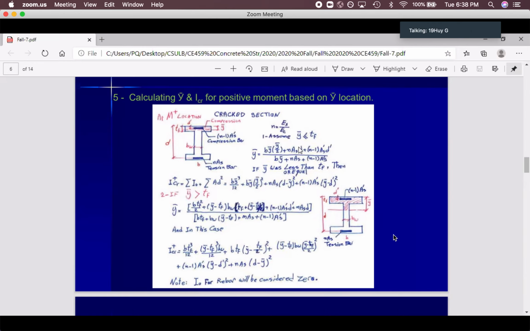Yes, I think I'm trying to work on your problem. I think that's the one that we apply. I did it wrong on the uncracked, and I think the proper one to be used is the cracked section.